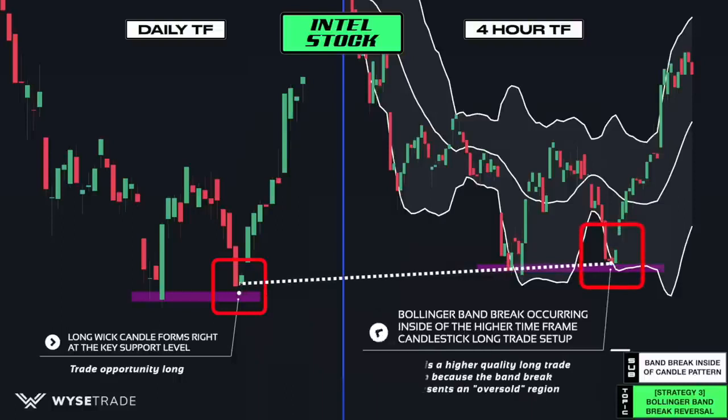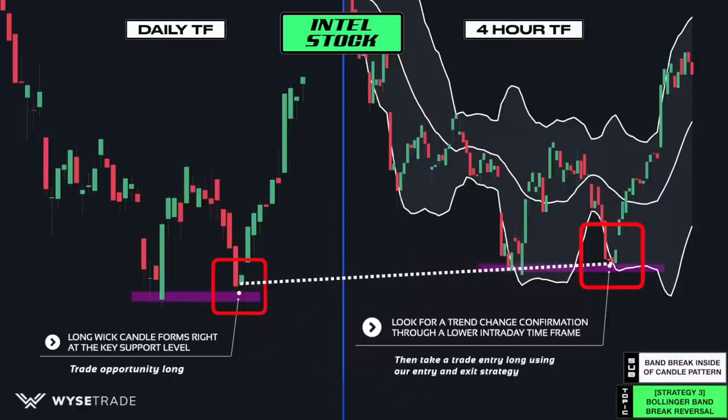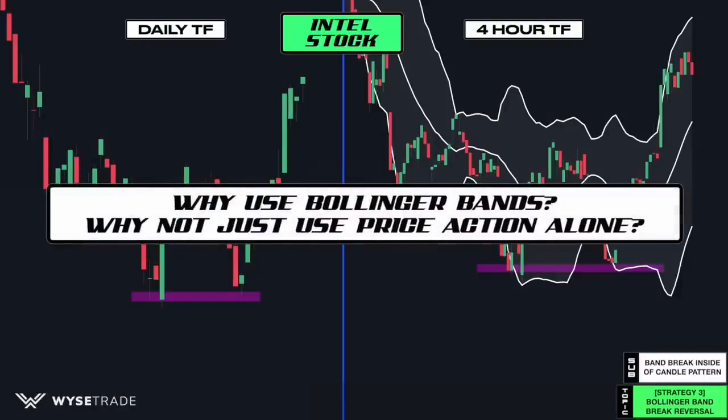Notice how you had a Bollinger Band break occur inside of the higher time frame long trade setup. Having the Bollinger Band break occur inside of your higher time frame trade setup makes this a higher quality reversal trade setup because the Bollinger Band break represents an oversold region. You would then go to the even lower intraday timeframes to find a trend change confirmation before applying our entry and exit strategy. Now, to answer a question you probably have, why use Bollinger Bands?